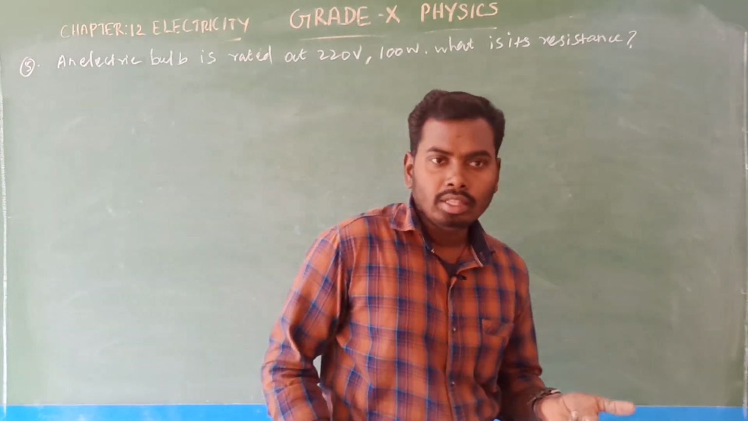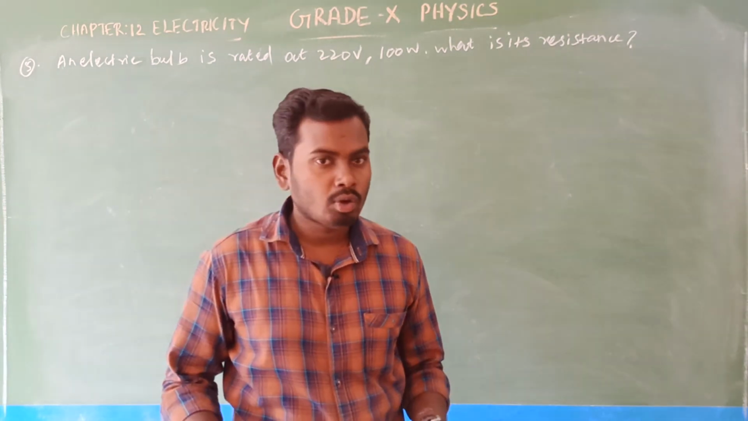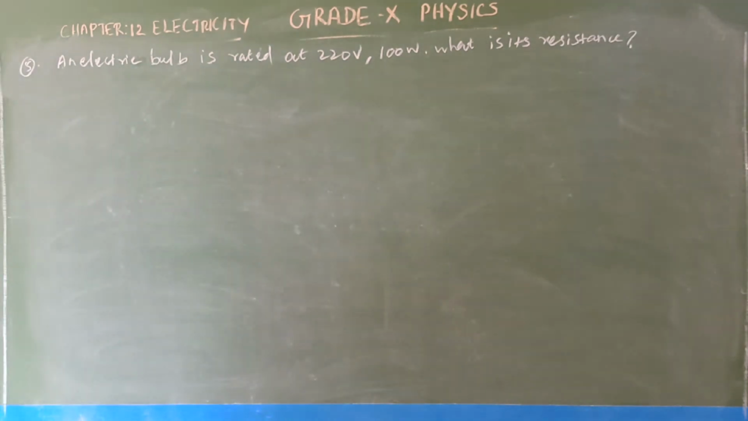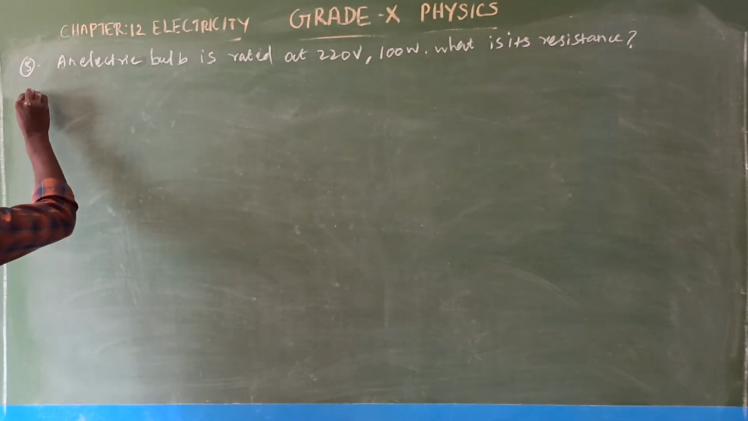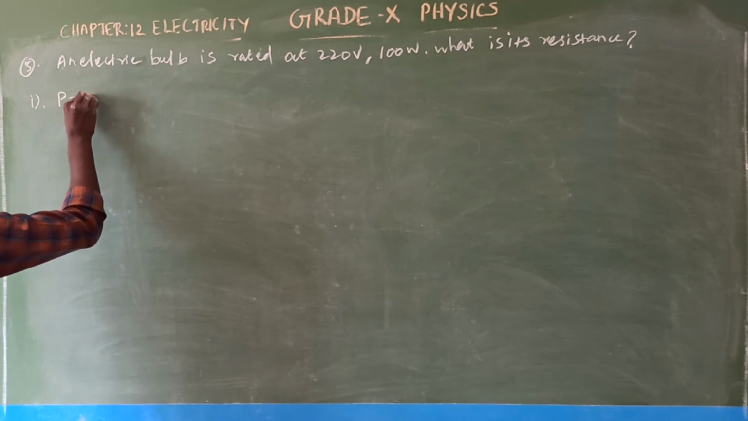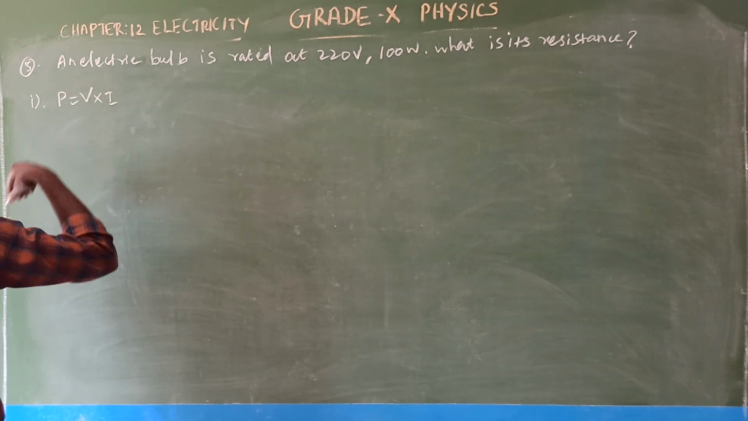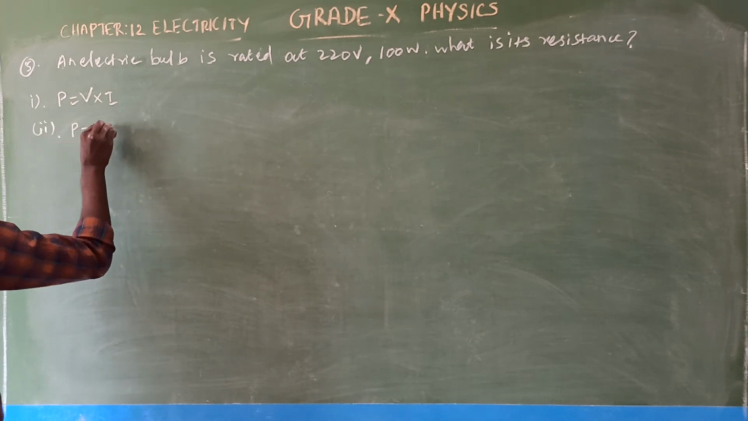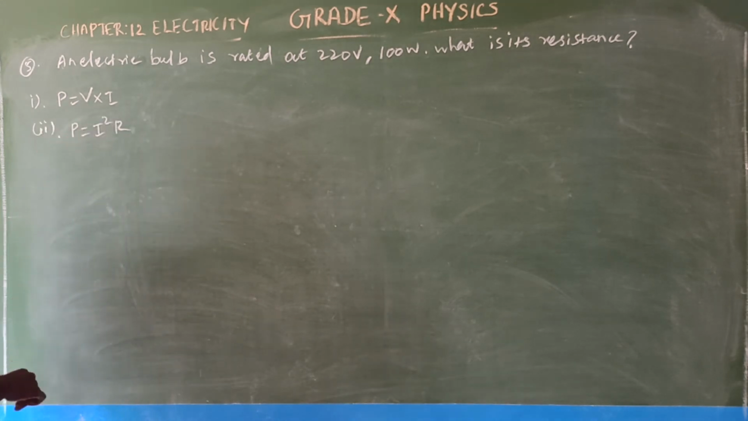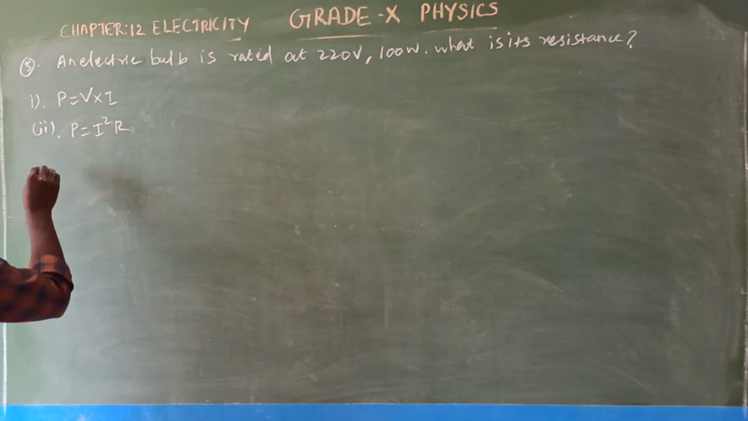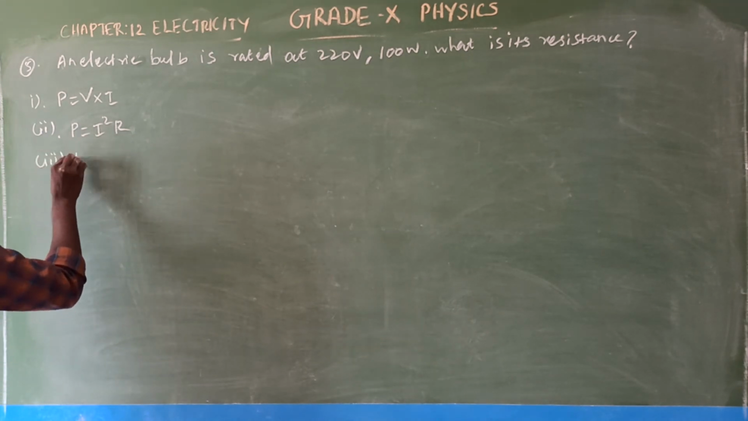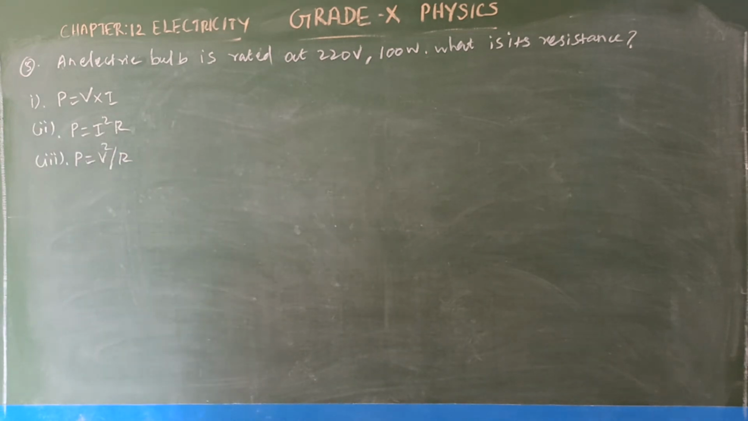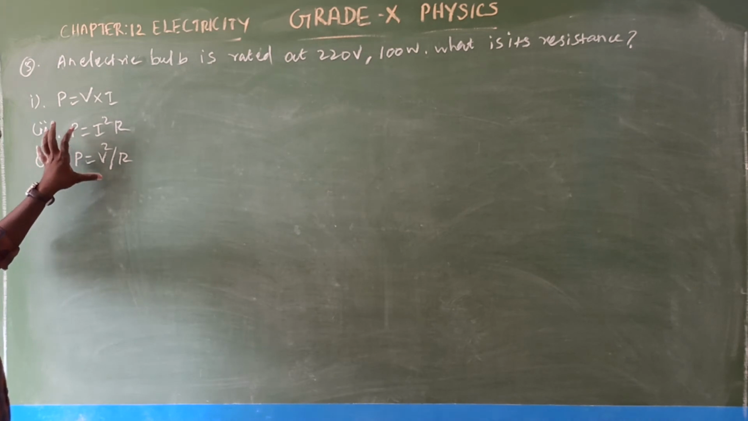For calculating electric power, we already know we have three formulas. I'll write the formulas one by one. First formula: P is equal to V into I. Second formula: P is equal to I squared R. This also is used to calculate the power. And third formula: P is equal to V squared by R.